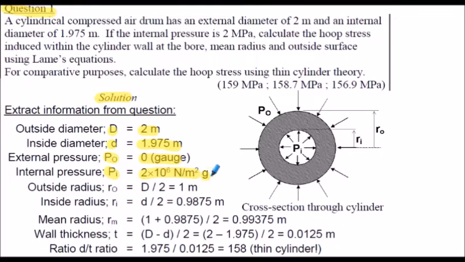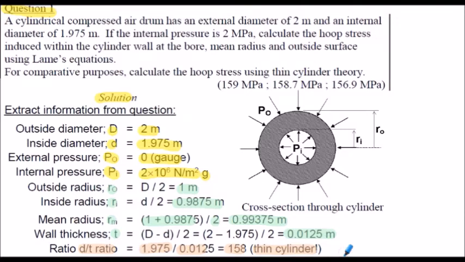Of course, all our pressures are gauge here. So I can easily calculate my outside radius, that's 1 meter in this case, my inside radius 0.9875 meters, and I can calculate my mean radius, 0.99375 meters. For reference, the wall thickness can be calculated, and that's 0.0125 meters. If I check the D upon T ratio, I find that the inside diameter divided by the wall thickness is 158, so definitely a thin cylinder because it's very much greater than 20.